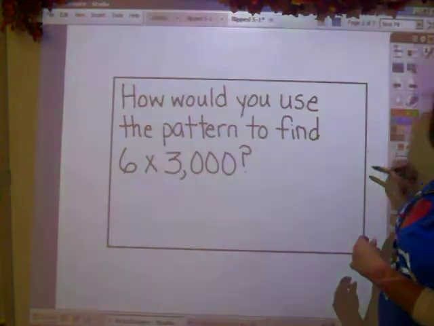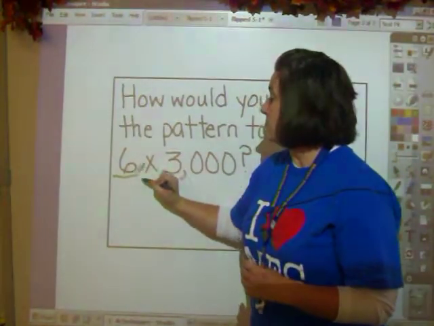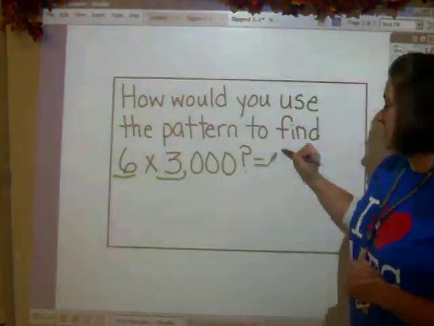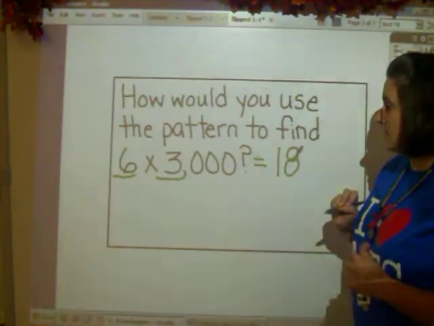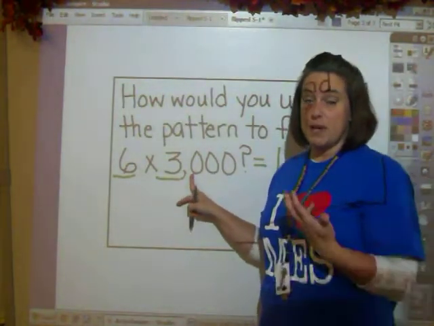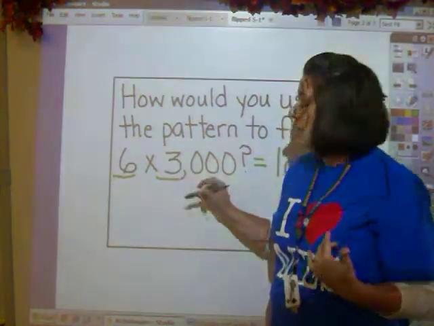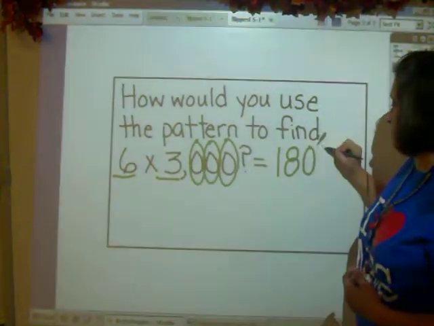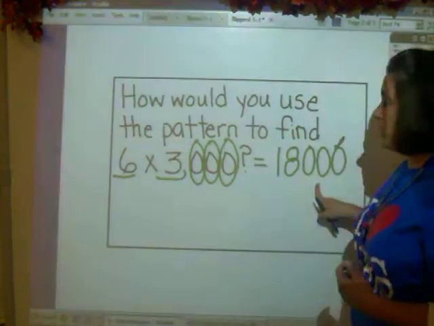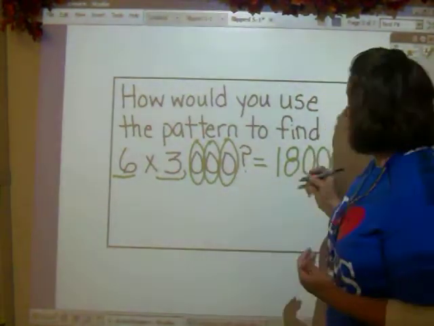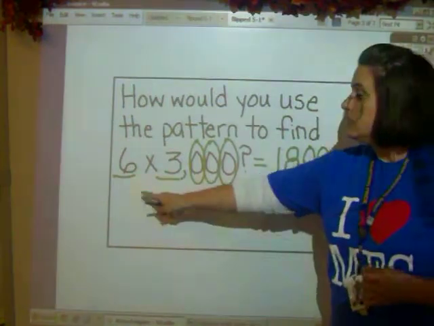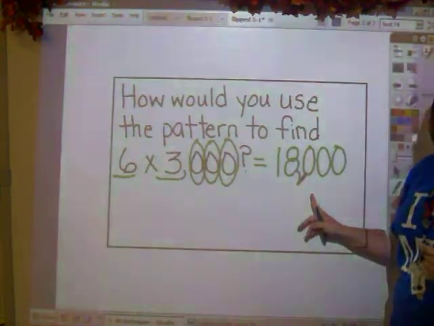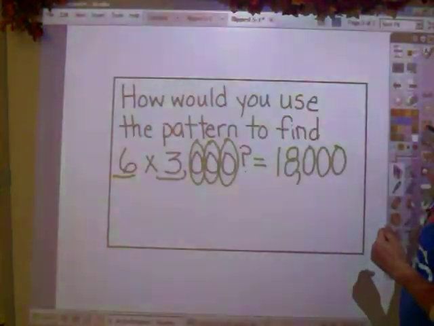Same concept. If you underline your basic fact, that's your first step. 6 times 3 is the same as the product of 18. Now, this time, instead of multiplying by tens or hundreds, we are multiplying by thousands. So I'm going to circle all of my zeros in my number and write my 3 zeros in my product. Then to separate the thousands period from the ones period, I put my comma in between. So the product of 6 times 3,000 is the same as 18,000. I hope you're beginning to see a pattern here.